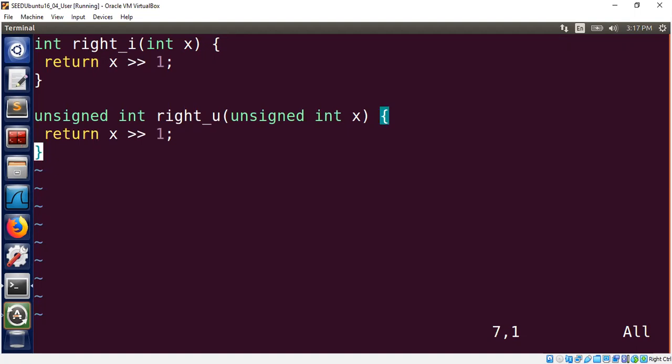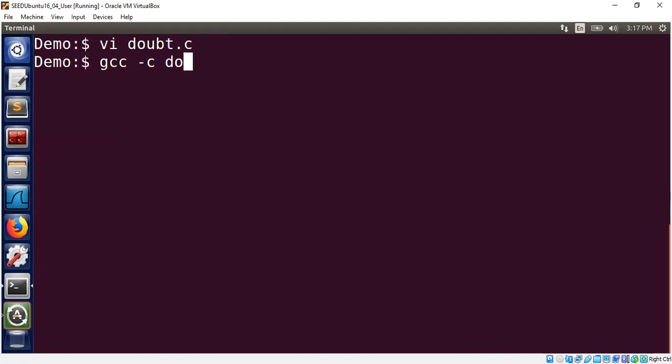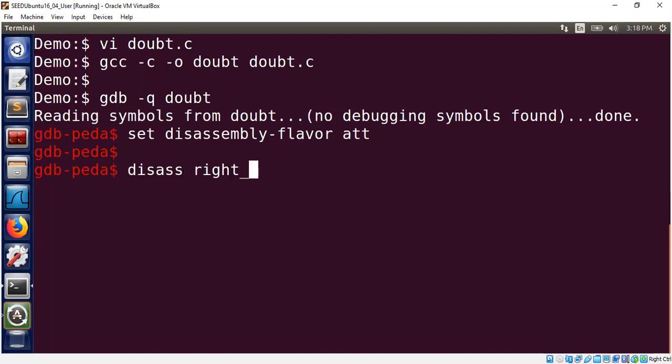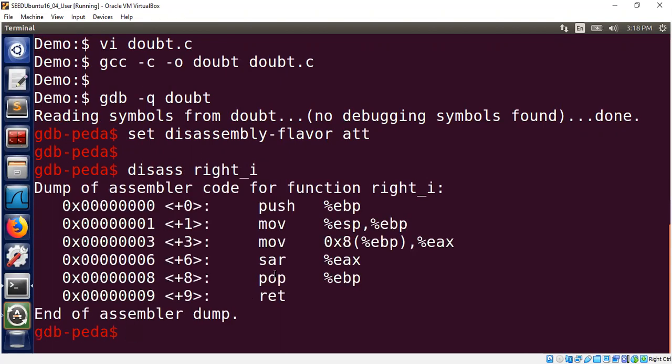Let's compile and see what's the difference between these two functions at the assembly level. Let's compile. Since I don't have a main, I have to put a -c. Okay. Now we will load it into GDB and disassemble our right_i first. Okay, you see here there is a SAR. SAR means shift arithmetic right, because the right_i function is doing a right shift of integer x.